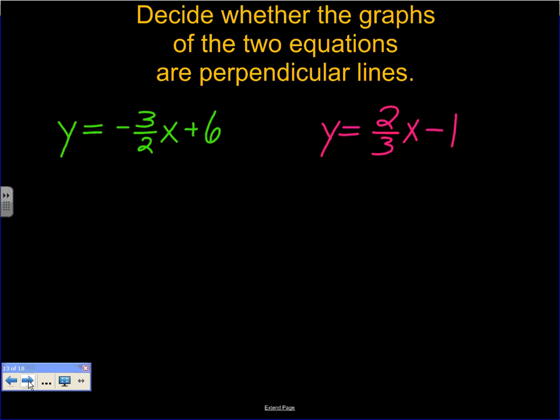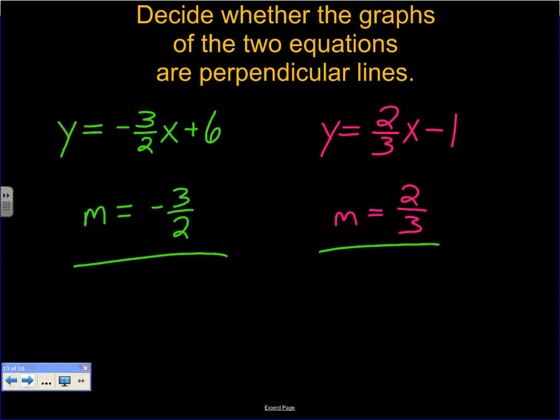Let's move on and look at some of these examples here. Decide whether the graphs of the two equations are perpendicular. Well, if we look here, the slope here is negative 3/2. The slope here on the right side is 2/3. On the left side, this is a negative, and on the right side, that's a positive. So far, we meet the part of them being opposite. Now, the slope here is 3/2. What is the reciprocal of 3/2? That's going to be 2/3. So those two lines are going to be perpendicular.